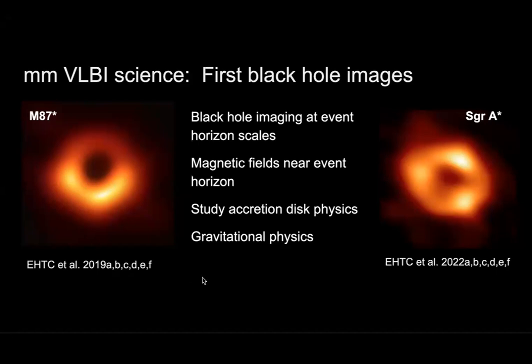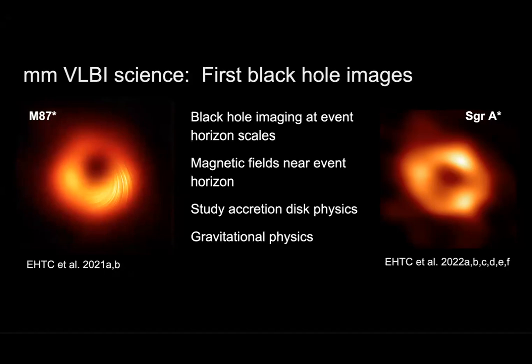And also because all millimeter VLBI observations are in fact polarization observations, magnetic fields can also be measured, and they are already published for M87*. And this magnetic field information is very important because it provides strong constraints on accretion disk physics.